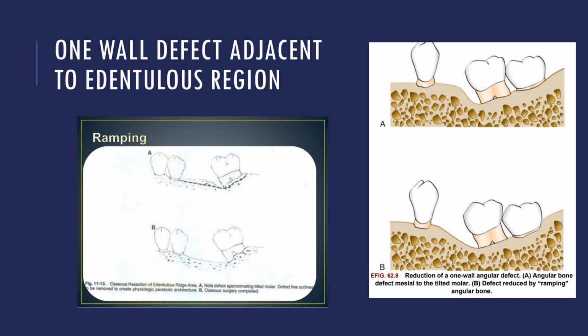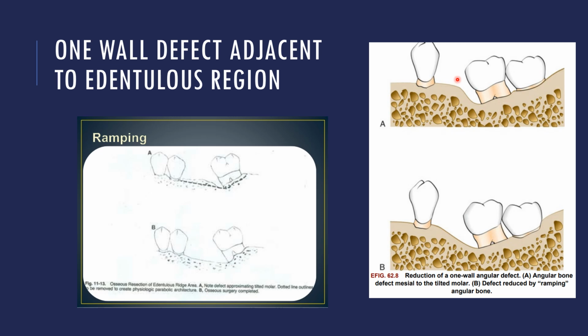So in case of one wall defect adjacent to an edentulous region, you can see on this surface there is an angular bone defect mesial to the tilted molar. You can see some amount of tilting of the tooth. There is a replacement of missing teeth. It can lead to the mesial shifting of the posterior molar. So this will create some amount of defect. So this can be done by a procedure called ramping.